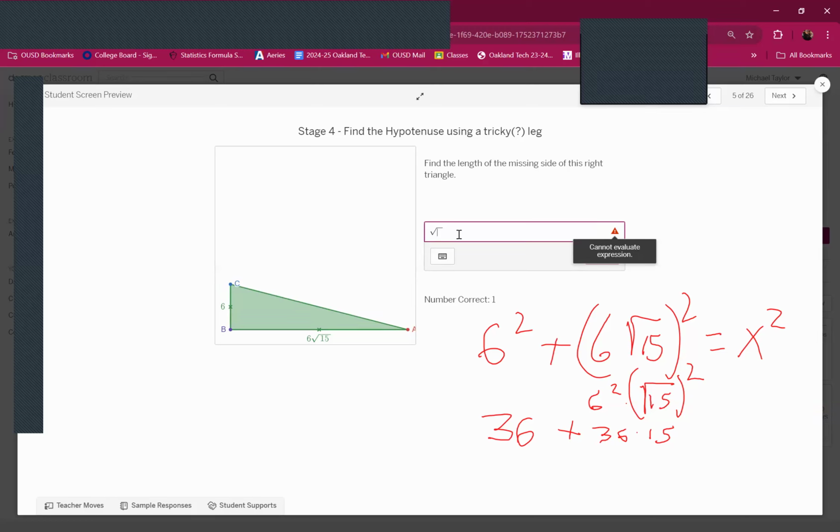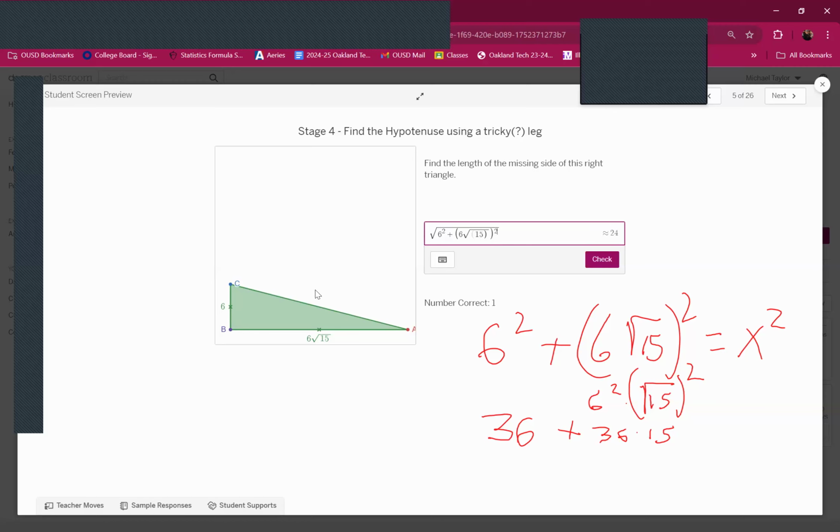So I'm going to show you a trick. I forgot what my number was. 6 squared plus 6 square root 15 squared. Oops, I got to put it in the right place, so it won't give me the right answer.